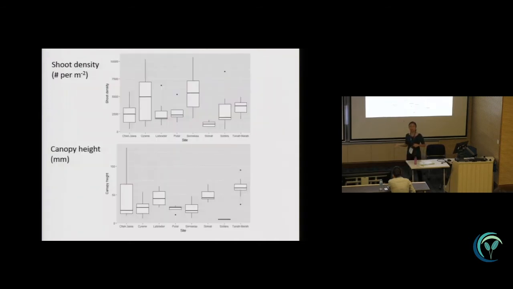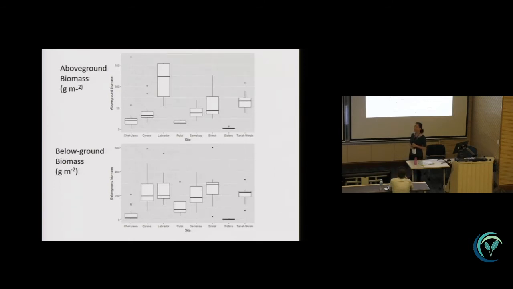Going on to our canopy attributes, I'll quickly go through how these are measured and derived. Shoot density is basically accounting for whatever is sticking out of the ground. I'm not distinguishing between whether it's a Halophila shoot or a Thalassia hemprichii shoot. As long as there's one point sticking out of the ground, I count it as a shoot. Then canopy height is the average height of all the leaves within the quadrat that we counted.